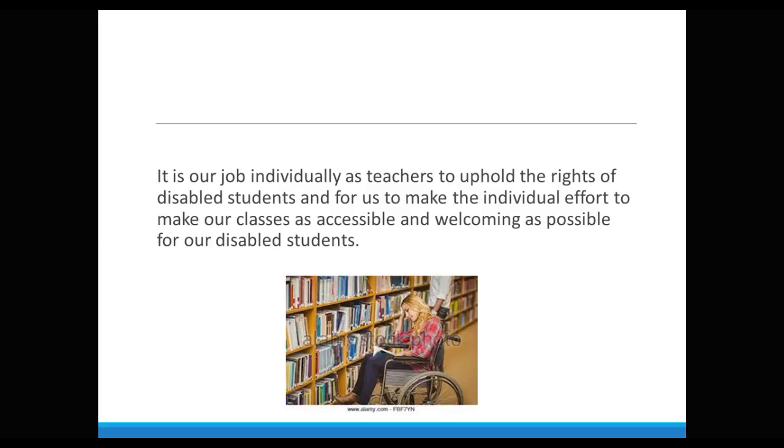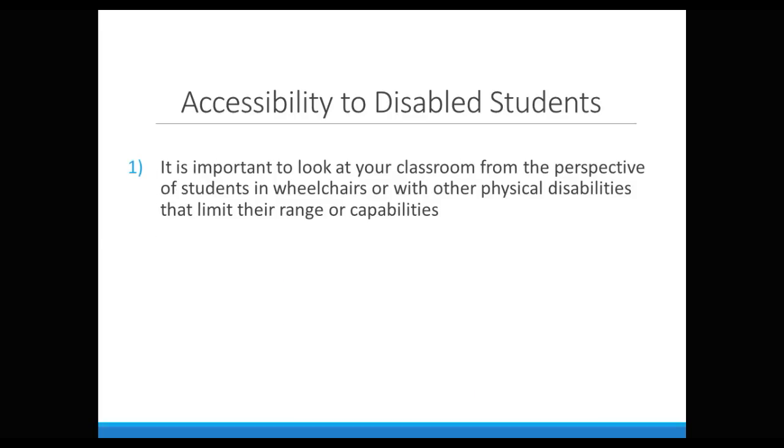Here are a few ways that we can do this. Number one, it's important to look at your classroom from the perspective of students in wheelchairs or with other physical disabilities that limit their range or capabilities. They often need more space in order to maneuver through the room, get into desks, or get up to computers and the like. Check in with them on occasion to see if their needs are being met. Usually small accommodations are really all that's needed, and they're very appreciated.